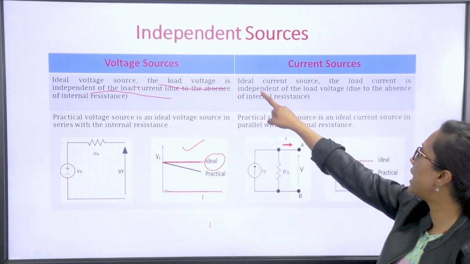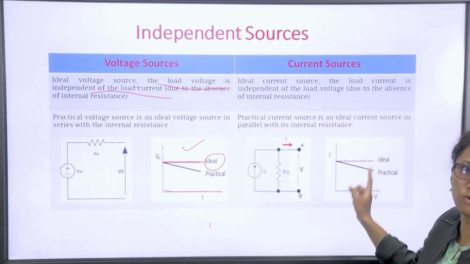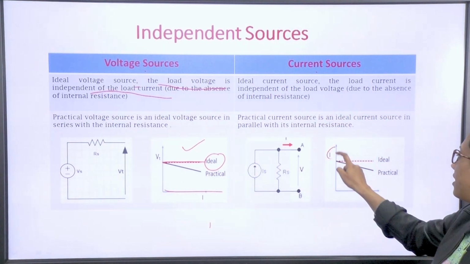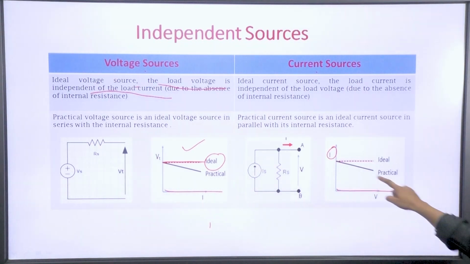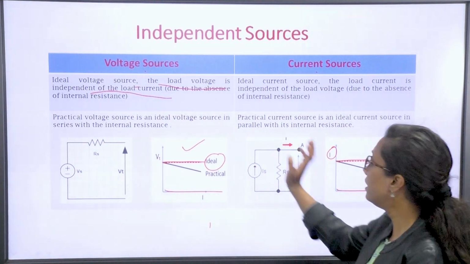Now the ideal current source is the source in which the load current is independent of the load voltage. The load voltage is not going to affect this current. Whatever the load voltage will be, the current is going to be constant for all load voltages. This is the ideal condition.